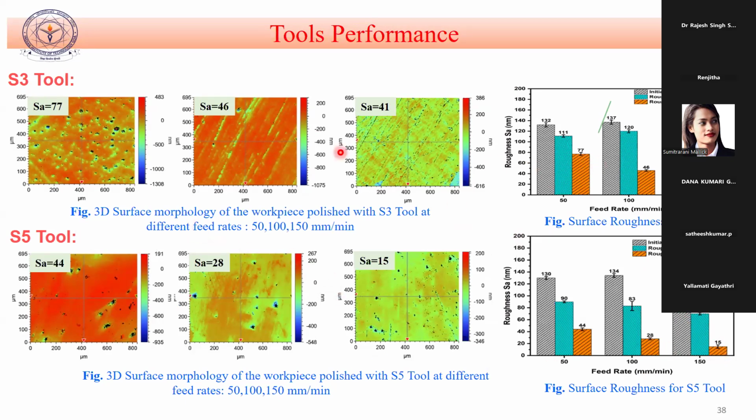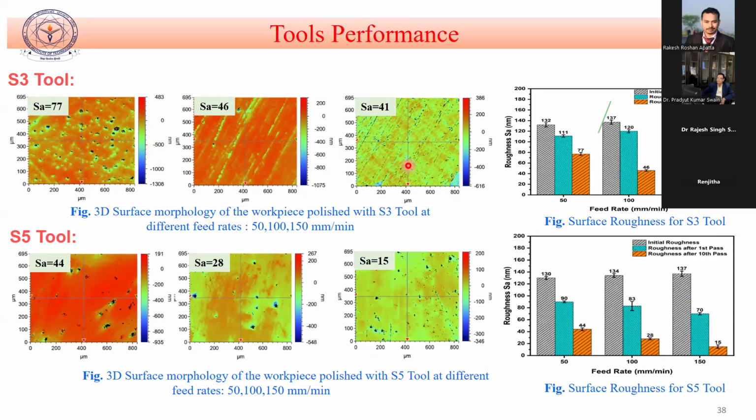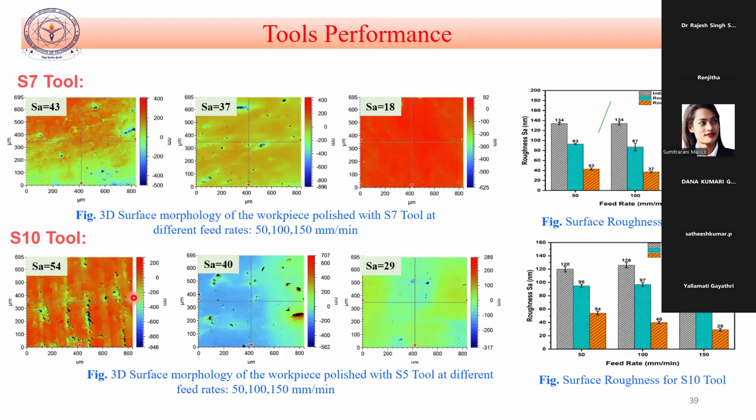Another thing we see is that with increasing feed, the roughness value decreases in all cases, for S3, S5, S7, S10. But generally, as a machining person or finishing person, we know that when we increase the feed, the roughness value increases, but here it decreases. So this is another interesting result. The reason is that here we are not removing material at a macro scale. Here we are removing material at micro and nano scale.